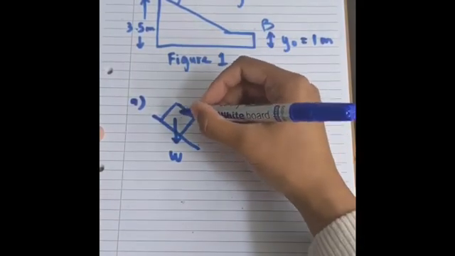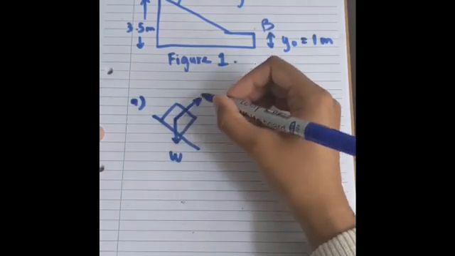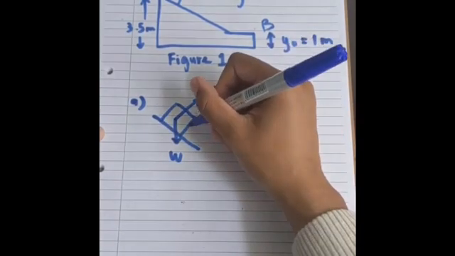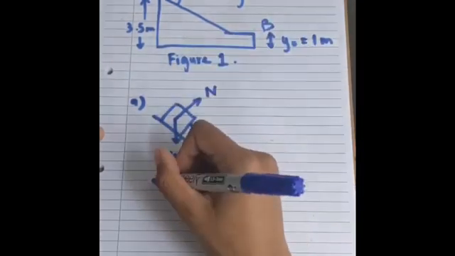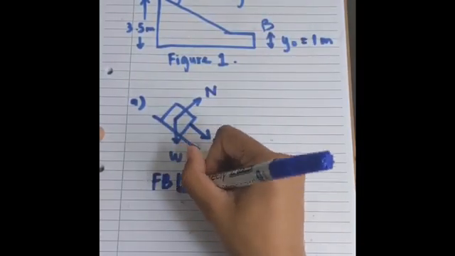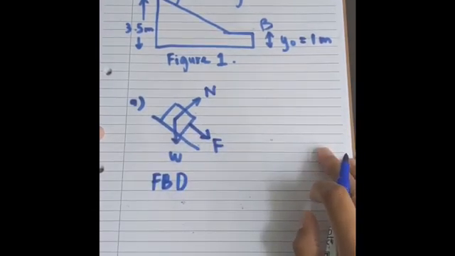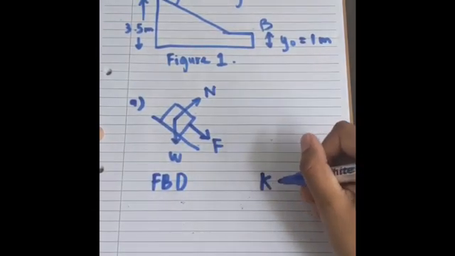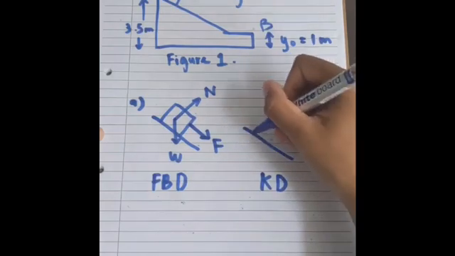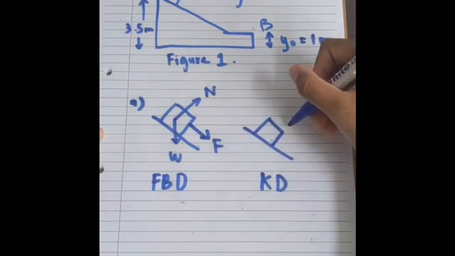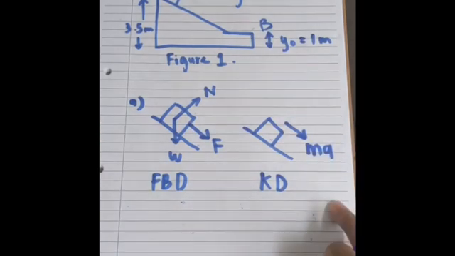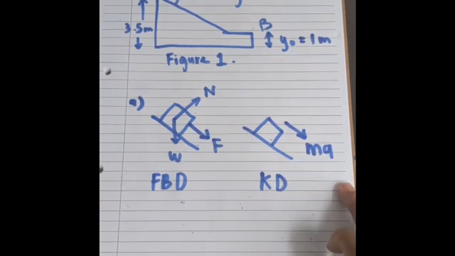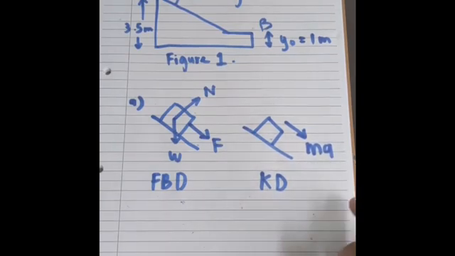This box has weight, it has N, the normal force, and force. This is for the FBD. For the kinetic diagram, this box has acceleration, ma. So that is for the first question, sketching the free body diagram for the box.